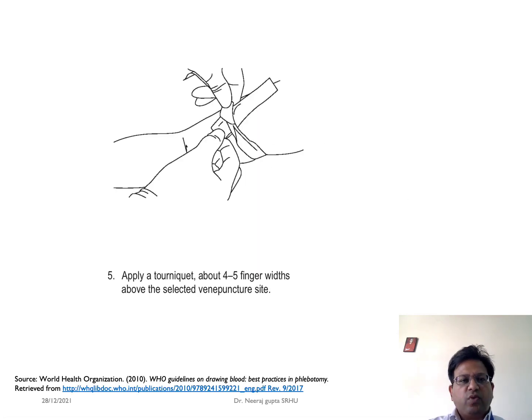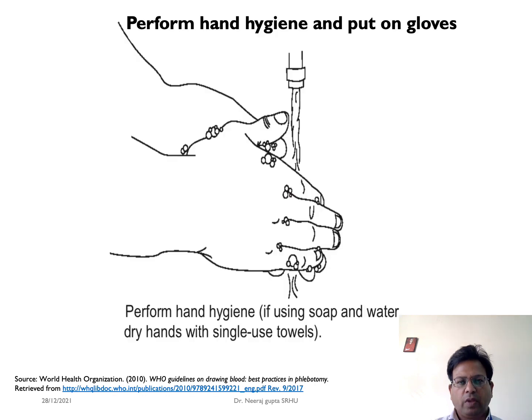So as suggested before, apply a tourniquet about 4 to 5 finger widths above the selected venipuncture site. Now perform proper hand hygiene using soap and water and dry hands with a single use towel. After that, put on well-fitting non-sterile gloves.